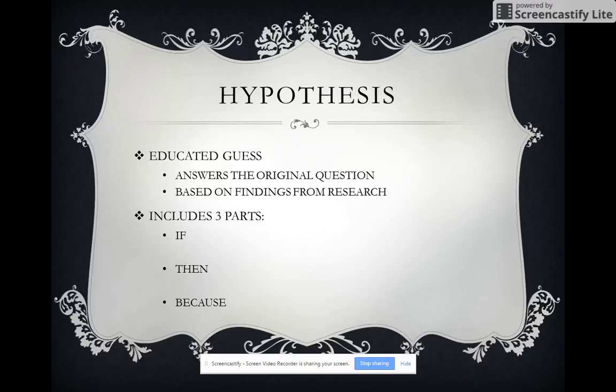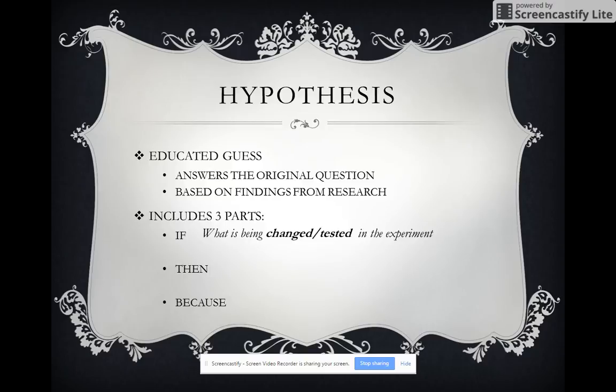Your homework starts with a hypothesis. The hypothesis is an educated guess. It answers the original question that you had for step 1 of the scientific methods. And then again, it's based on the findings from your research, which was step 2 of the scientific methods. It includes 3 parts. We usually say it's the if, then, because statement.